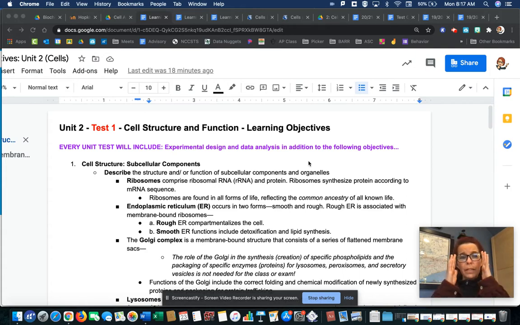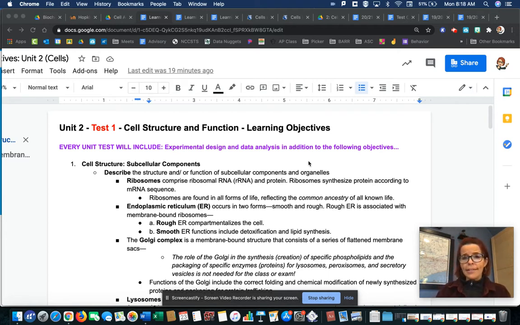Remember, the control group is the normal one, the one that isn't being experimented on. Okay, and then data analysis. Any equations that are needed, I will give you, and you will be given an equation sheet for your test. For example, you're going to do surface area to volume equations on this test today and our test tomorrow, and I will give you the equations for that. So you'll have what you need to know for that.